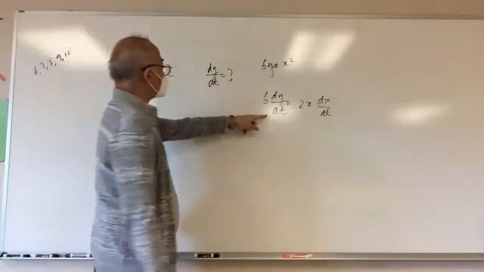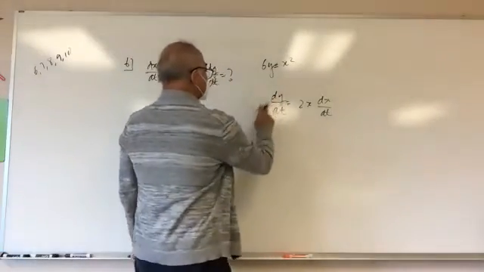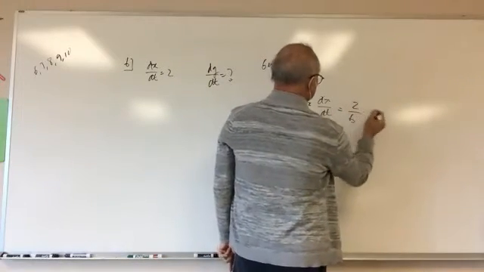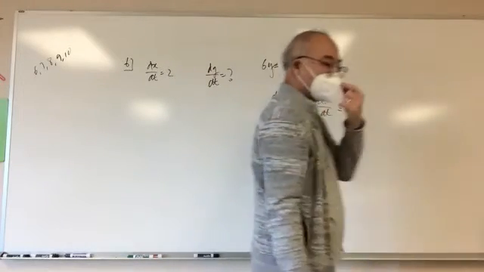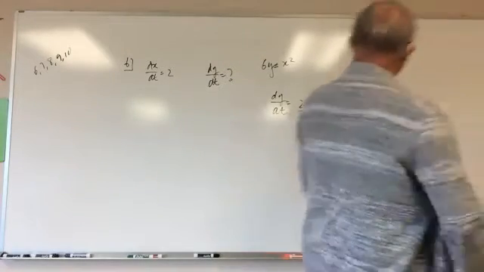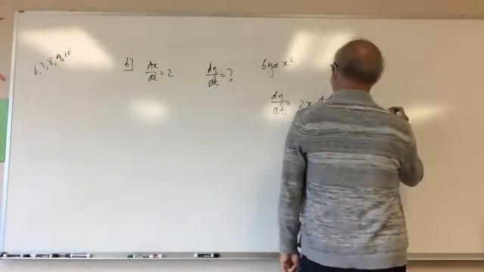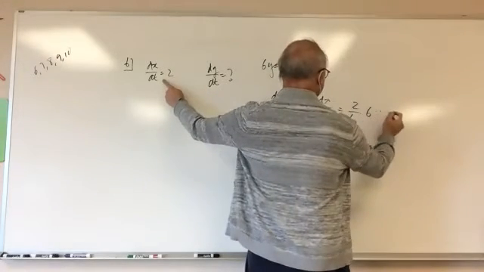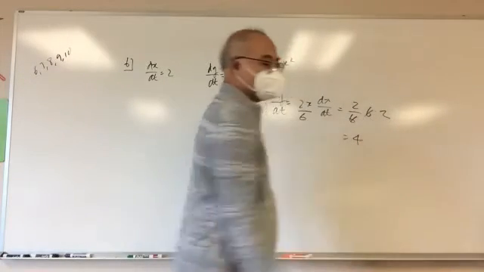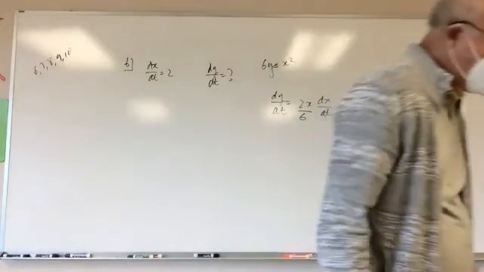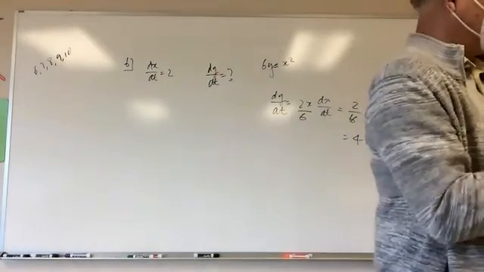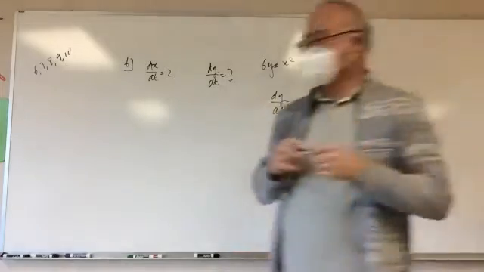And dy dt is what we're trying to find, so we're going to divide this by 6. 2 over 6, x was what? X is 6. And dx dt was 2. Was there an answer that said 4? Yeah, we have a winner, D. Okay. That was good.